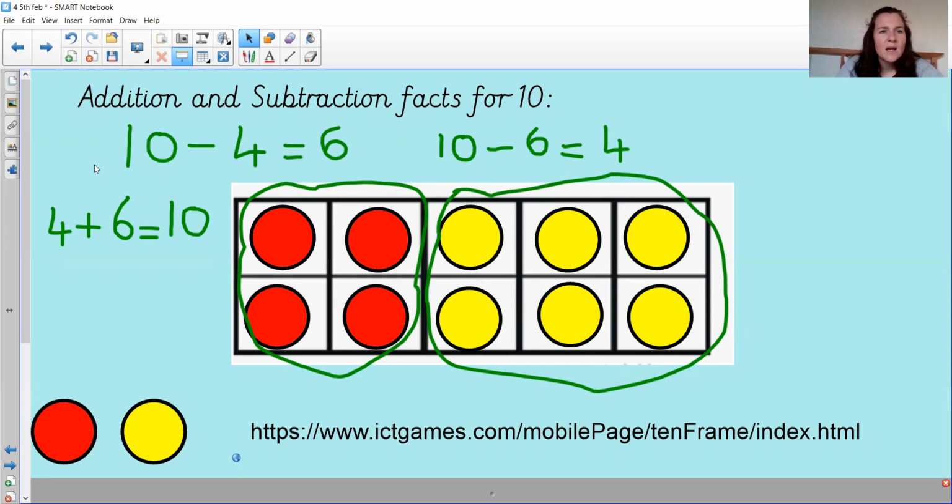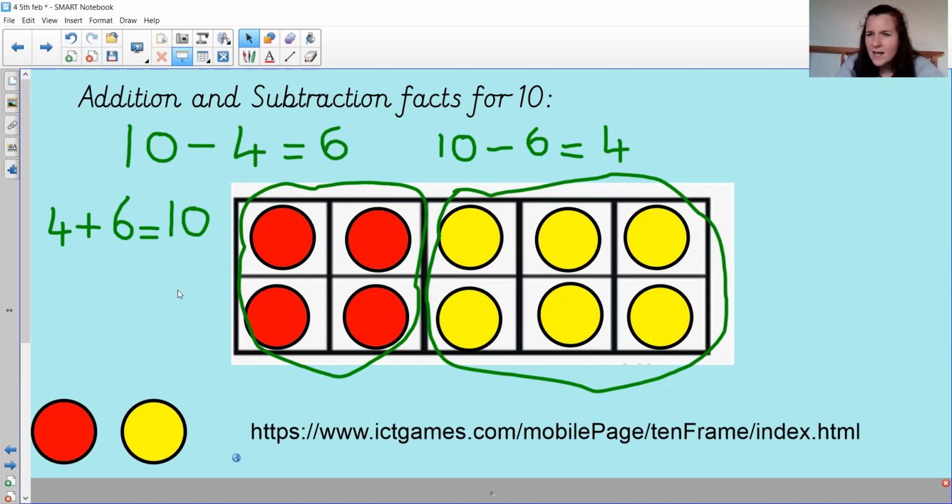Okay, I've got that. So let's read this one. 10 take away 4 equals 6. So my whole 10, my whole number, I've taken the 4 red ones away. I am left with 6 yellow counters. Now I've had a go at doing an addition here. So let's have a look at that. I've said that 4 add 6 equals 10.